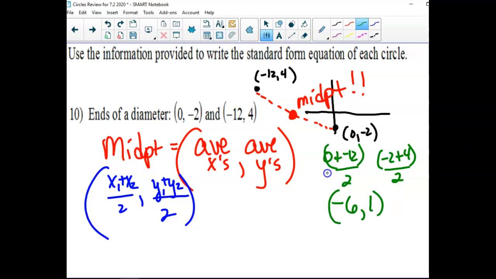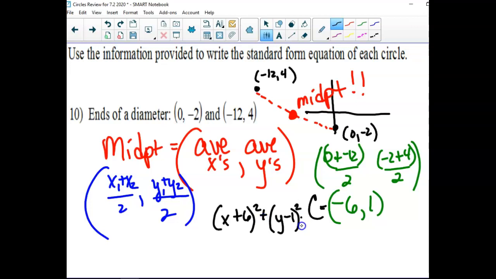You do have to add before you divide by 2, so don't type it in without parentheses, or just use your brain. Add and you get negative 12, divided by 2 is negative 6. Add and you get 2, divided by 2 is 1. Everybody good? So write that out, what we have so far. We know the equation of the circle is x, what? Because this is the center. X plus 6, quantity squared, plus y minus 1, quantity squared, equals r squared.